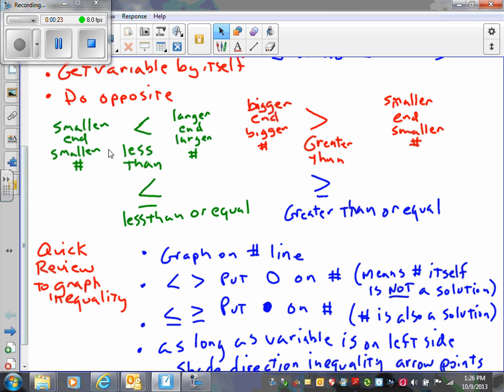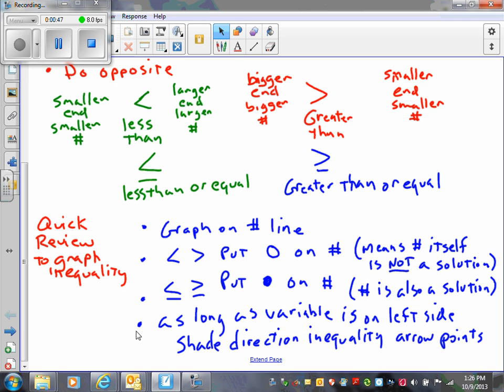A small review. This is less than. Notice the smaller end points towards the smaller number. The larger end points towards the larger number. Less than or equal to, you have an equal sign underneath it. Greater than, the bigger end is on the left side and the smaller end is on the right side. Again, the smaller end points to the smaller number. Greater than or equal to, a line underneath it.